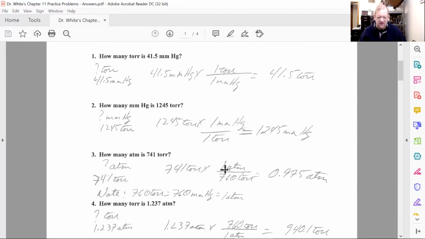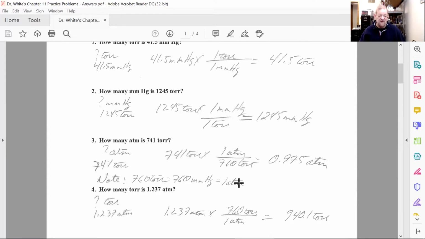Where do we get these numbers? As you saw in important information, I also wrote it here too for you. 760 torr equals 760 millimeters of mercury equals 1 atmosphere. And these are exact numbers. So 1 atmosphere per 760 torr. Torr cancel out, 3 significant figures, 3 significant figures.